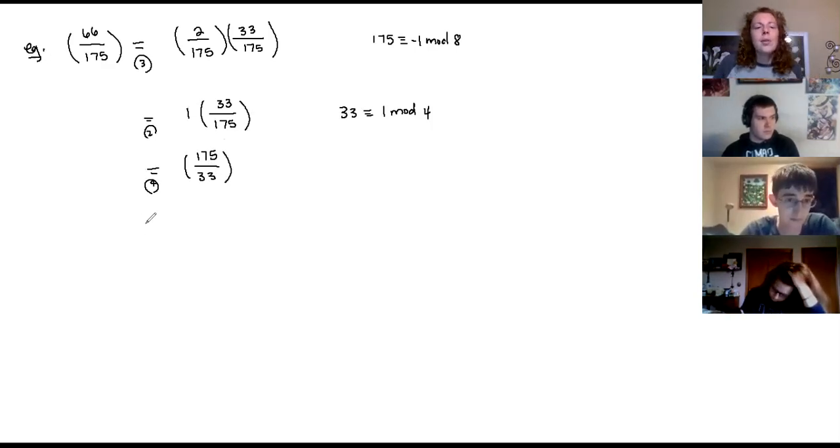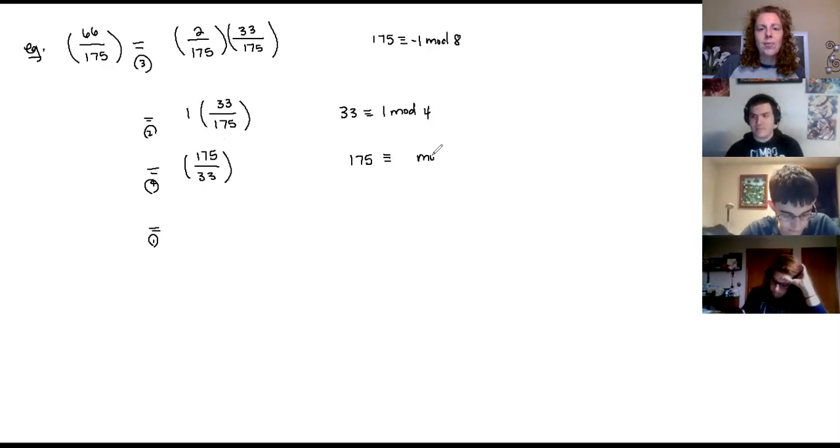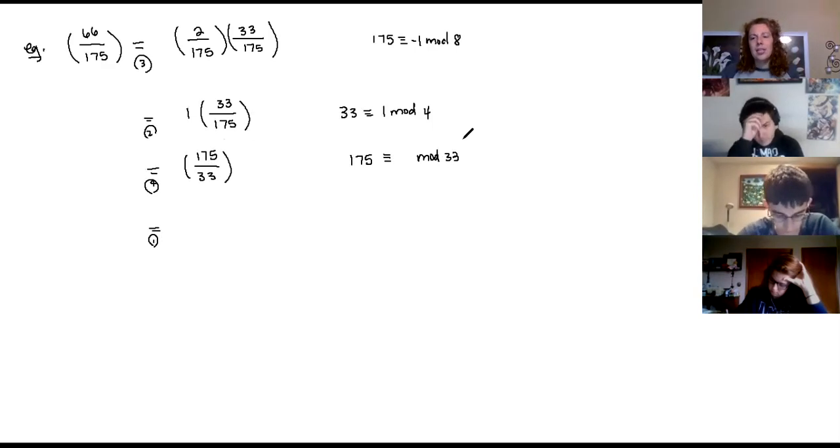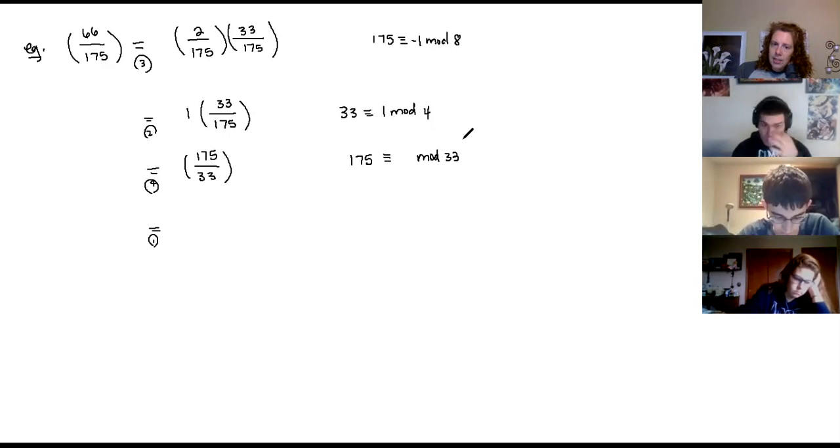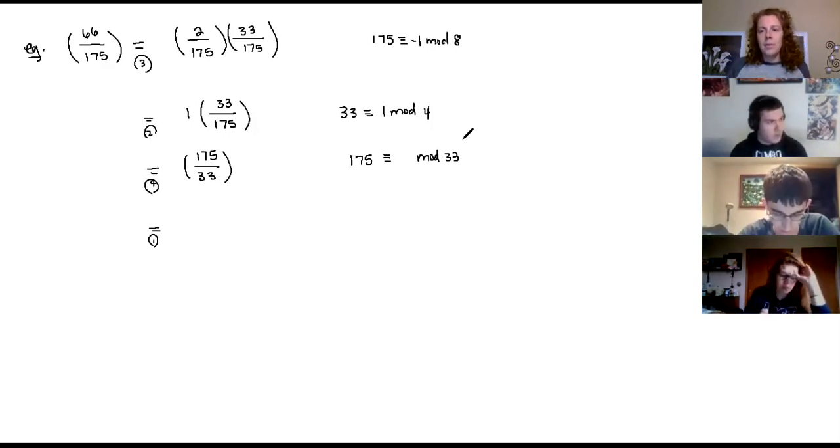Okay. Rule number 1 is going to help us make that numerator smaller. So if we do 175 congruent to what mod 33? Take just a minute, do that congruence. 175 congruent to what mod 33? 10. I got a 10. 10 is good. I like 10.